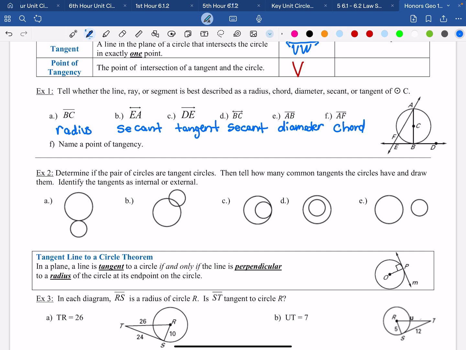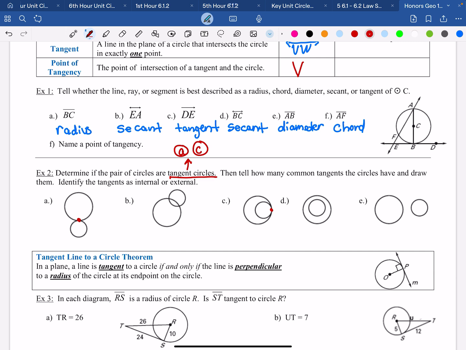All right, so the circles that are tangent are the circles that touch in only one spot. That would be this one, and that would be this one right here. So only two, and I'm just going to write this right above here. The illustration in A and the illustration C would represent tangent circles, circles that touch in one spot.